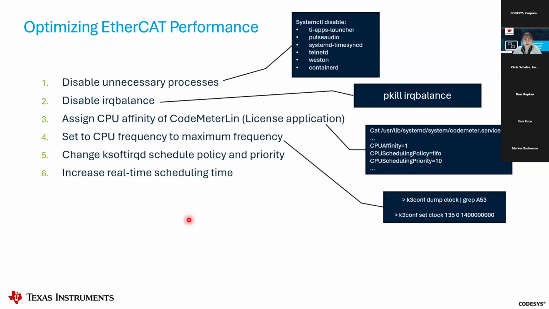Another thing I noticed was that when the evaluation module is booted up, this AM625 processor is actually running with a 1.25 gigahertz CPU frequency, which is not the maximum CPU frequency of 1.4 gigahertz. So it might also be an interesting test to see what happens if the CPU frequency is increased as well.